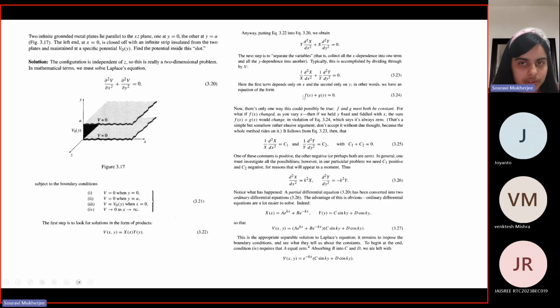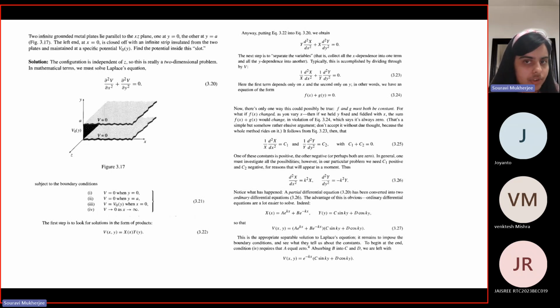Now, because you have written it in this form, where this is just a function of x and this is just a function of y, this is telling us that for this to hold, your f(x) and g(y) should be constant. Because suppose it was not constant, that means if you just keep y constant and keep varying x, what will happen? Your f(x) will change.